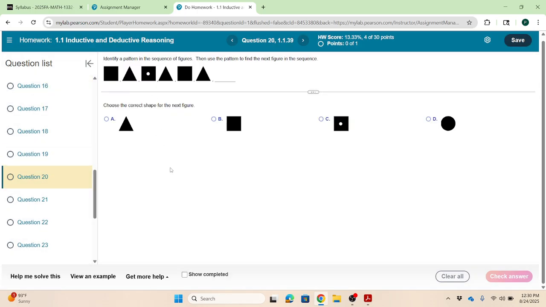Okay, sometimes we have to predict by looking at the pattern. So here you can see square, triangle, another is square with the hole, triangle, square, triangle. So what comes after that? It's a square, triangle, and a square with the hole. This one.